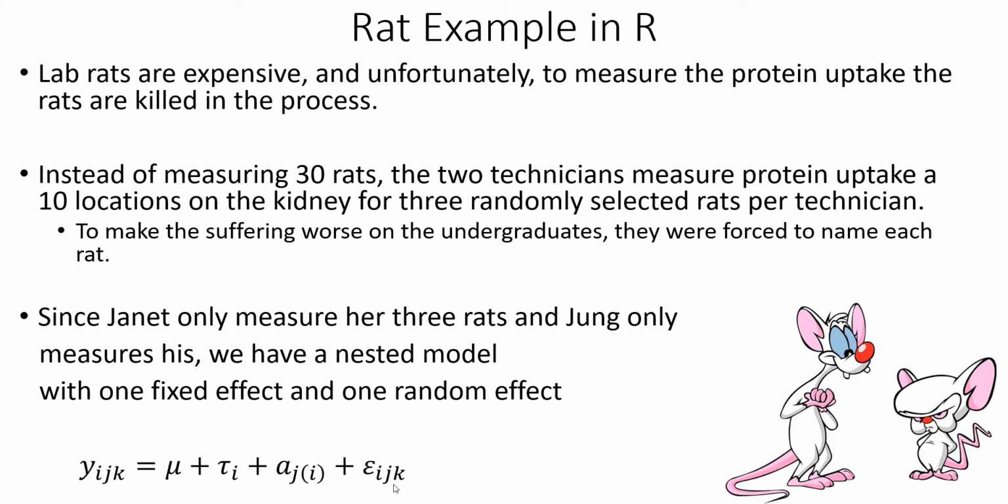And then we have our error terms. These error terms are going to be about the rats themselves. Every time you measure the rat's kidneys, you're going to get something a little bit different, despite the fact it's the same technician and the same rat that's being measured. So this essentially is our error term for the technician, and this would be our error term for the rats. If we want to see if there's rat to rat variability as far as their protein uptake, we would compare A versus E. If we want to see if there's technician to technician variability, we compare tau to A.